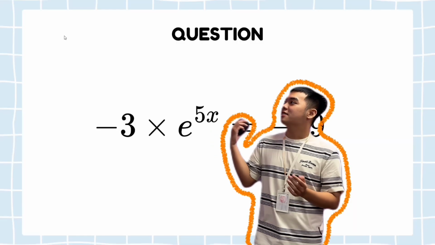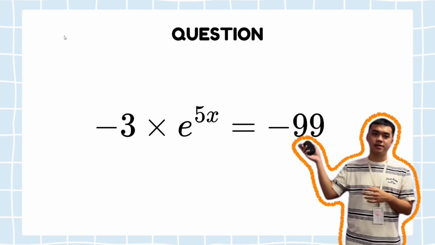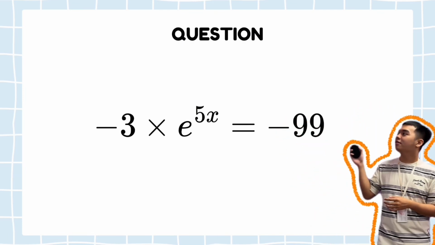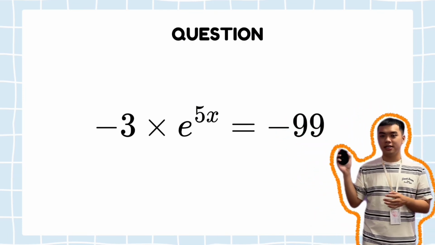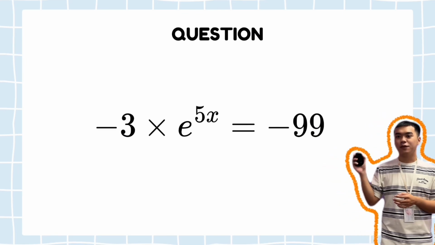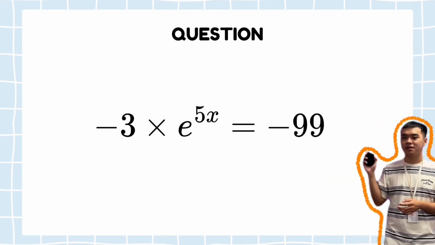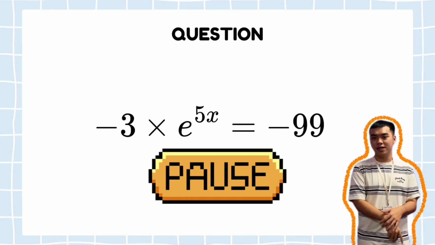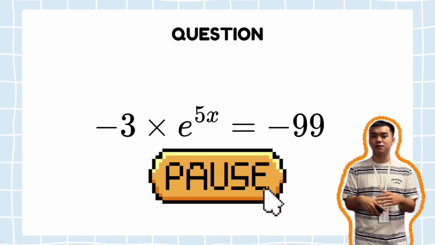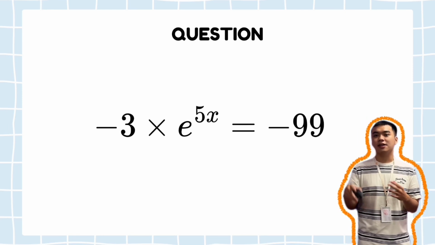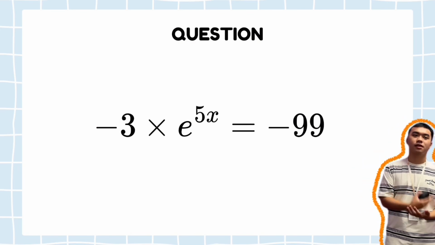Let's move on to the most exciting part of this presentation, the exercises. Hooray! So we got the first exercise right here: minus 3 multiplied by e to the power of 5x equals minus 99. So you can pause the video right here if you want to solve it by yourself, and then you can check for the answer later.